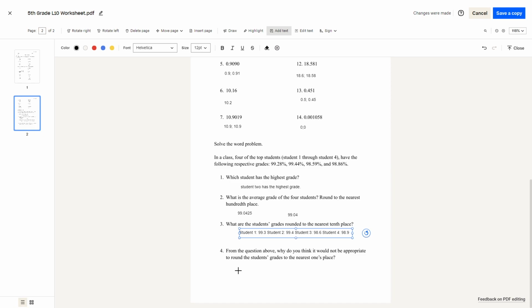From the question above, why do you think it would not be appropriate to round the students' grades to the nearest ones place? It wouldn't be appropriate because the broader that the answer becomes, the larger value you round to, say rounding to the millions, will be a lot less accurate than rounding to smaller values, like rounding to the tenths in the decimal point. The less numbers that you impact as you round, the more accurate that rounding becomes. And rounding to the ones place with the grade, usually for this subject of a grade, it becomes less relevant. So the broader it becomes, the less relevant it is in this scenario.